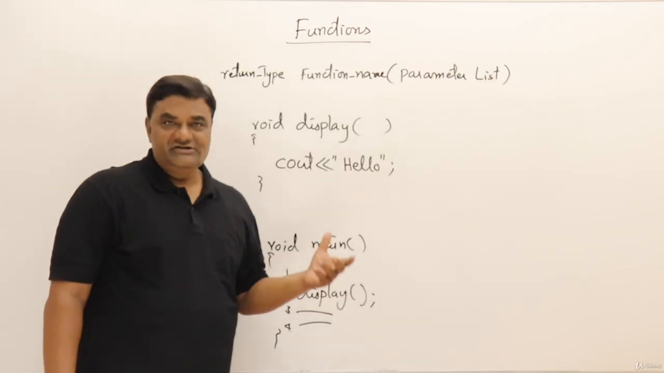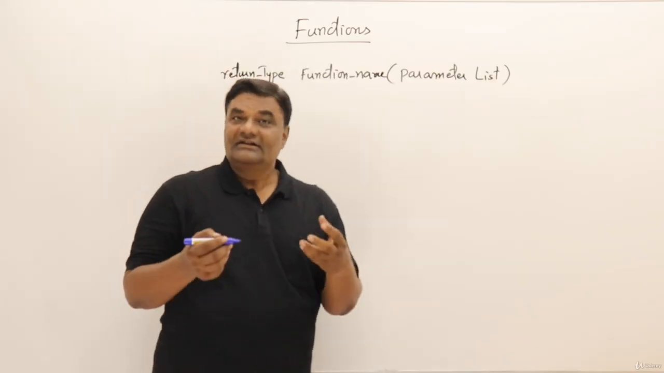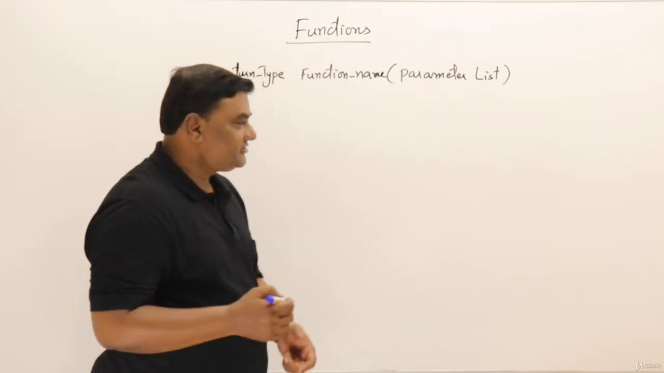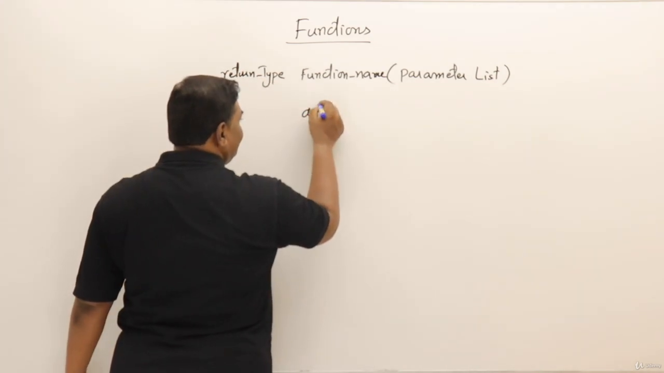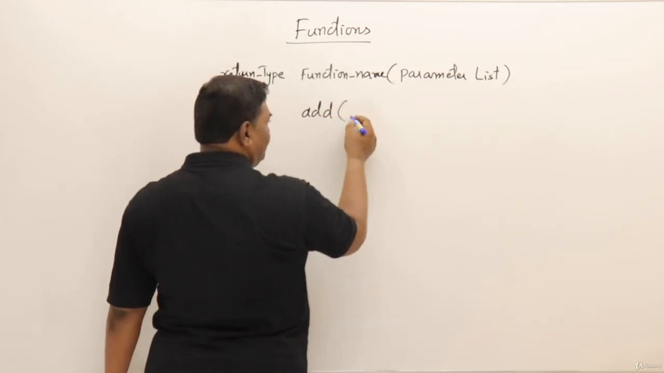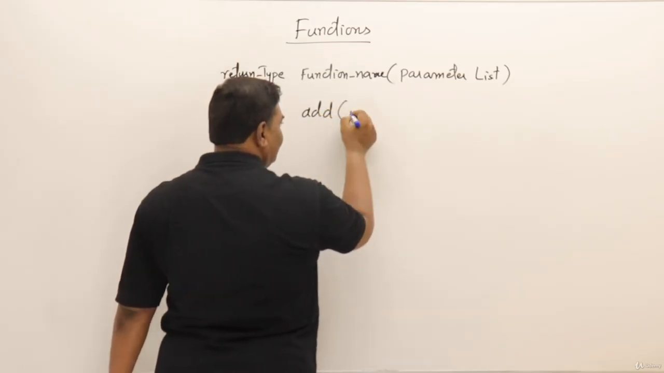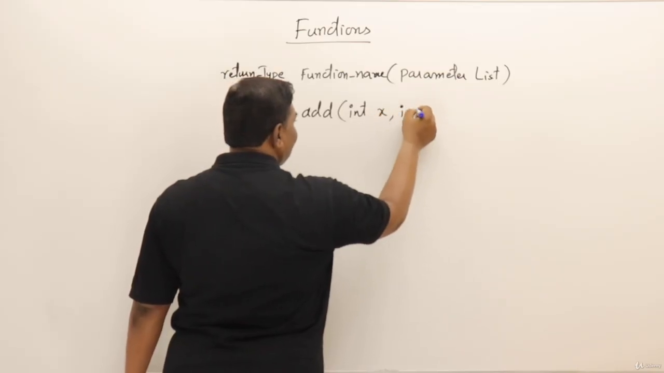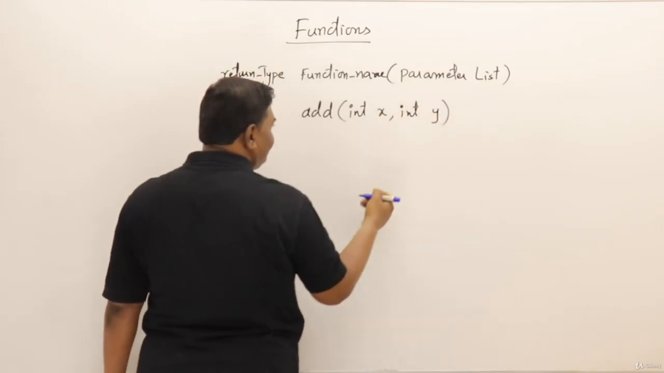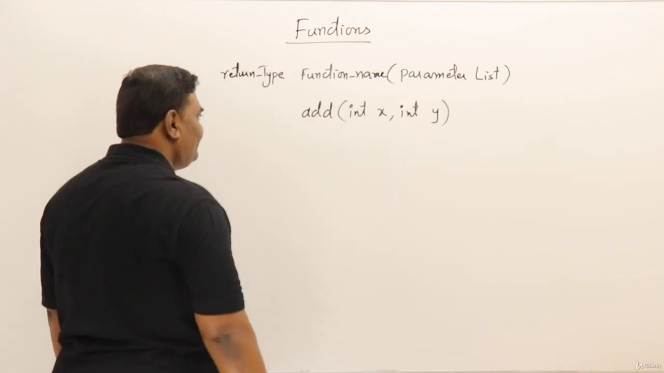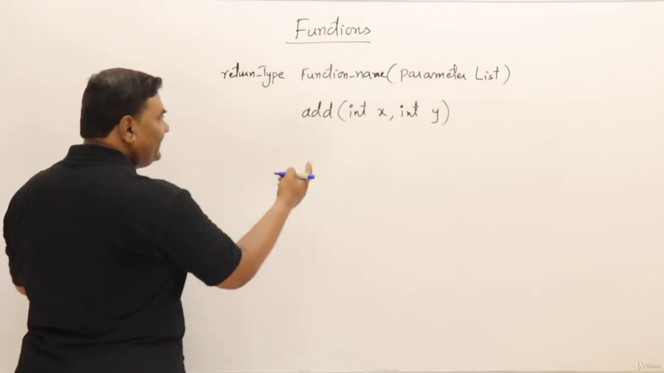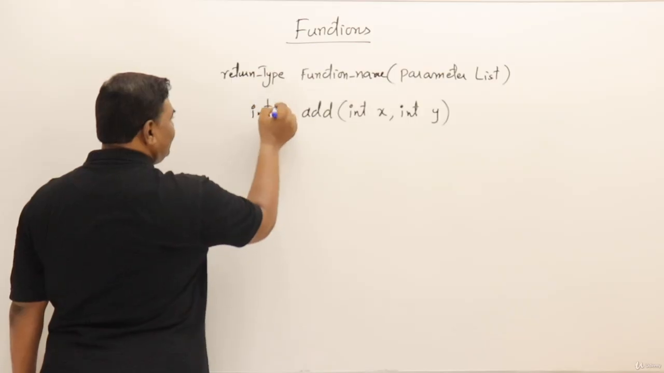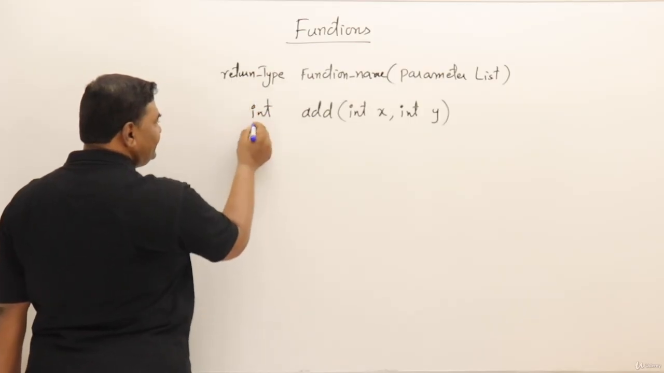Let me write a few more functions and show you. I will write a function for adding two numbers, a simple function. So add is the name of the function. It has to take two parameters. You can give any data type here, but to make it simple for understanding, I am always taking integer type. So two integer values, I have given the names x and y. After adding them, it's going to return the result. The result is going to be of type integer only, so the return type of the function is also integer.